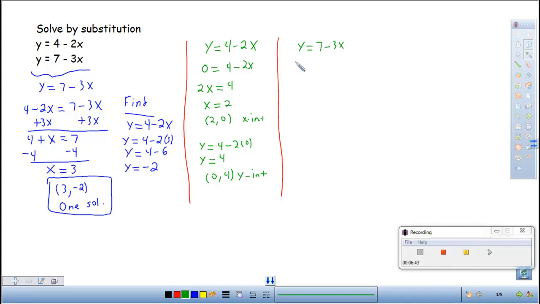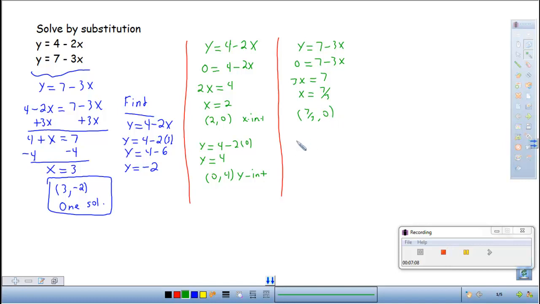To find the x-intercept, again, replace y with 0 and work it out. So this time I'll be adding 3x to both sides. I have 3x equals 7. And then I will divide both sides by 3 to find x equals 7/3. So my x-intercept, 7/3, 0. That's the coordinates of my x-intercept.